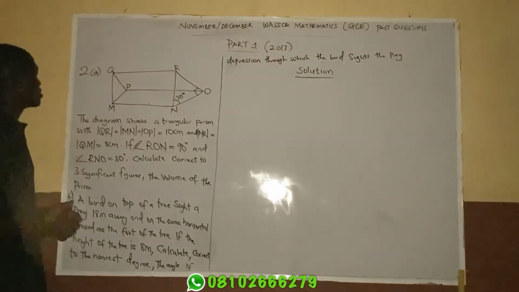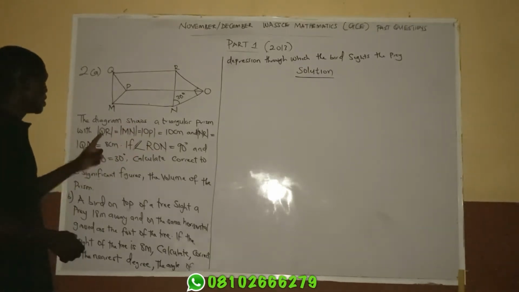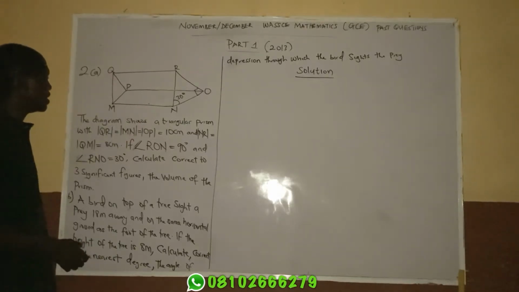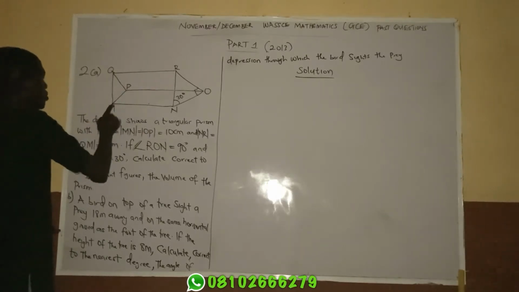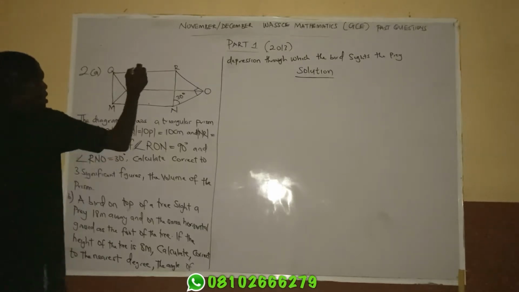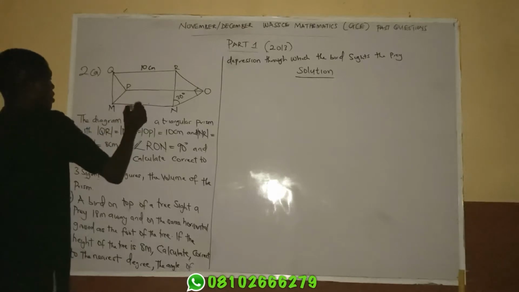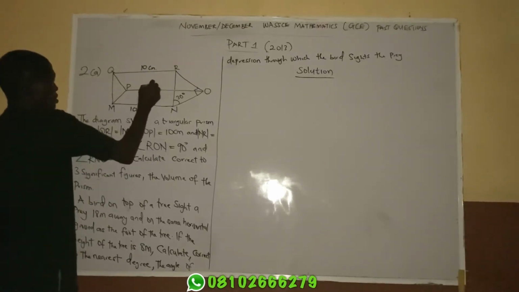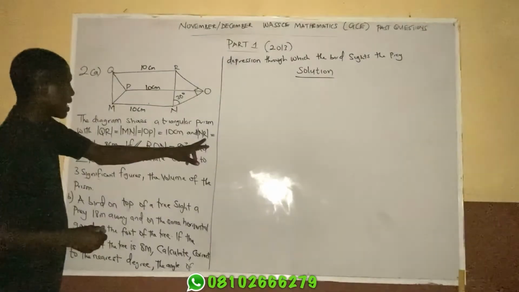The third question is a triangular prism. The diagram shows a triangular prism with line QR equal to line NN, equal to line OP. You can see line QR is 10 centimeters, equal to line NN, 10 centimeters also, and line OP is also 10 centimeters.